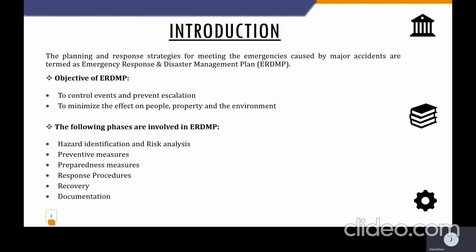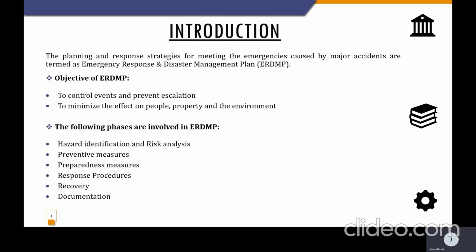The primary objective of ERDMP is to control the events that can cause harm and to prevent the further escalation of any such events. For example, gas leakage from pipelines. It can be hazardous and thus active measures should be taken to mitigate it. These actions or responses are based on pre-designed ERDMP.